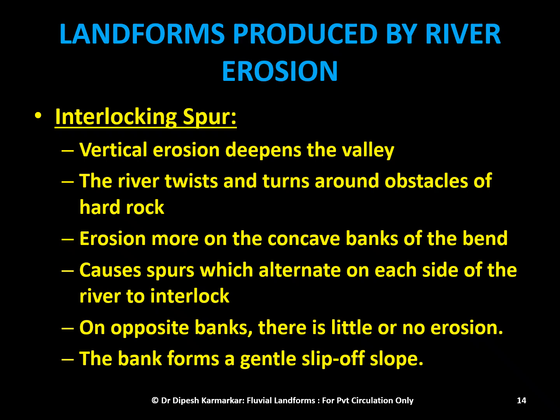Now interlocking spurs. As the river deepens its valley through vertical erosion, it twists and turns around obstacles of hard rock. Erosion is concentrated on the concave banks of each bend, so spurs on alternating sides of the river appear to interlock when viewed from above. On the opposite banks, there is little erosion and a gentle slip-off slope forms instead.